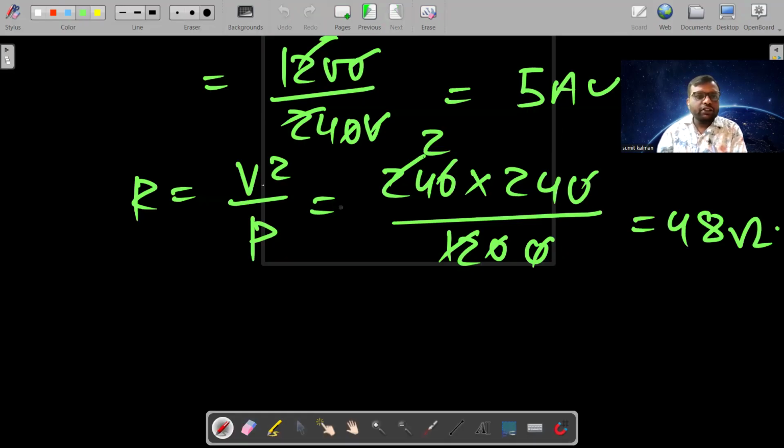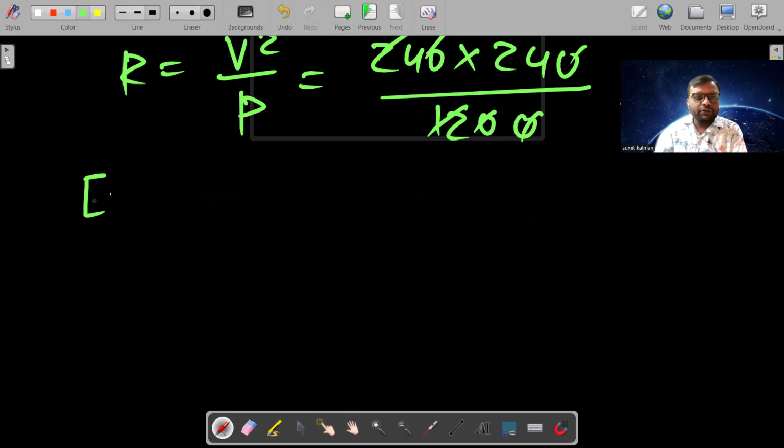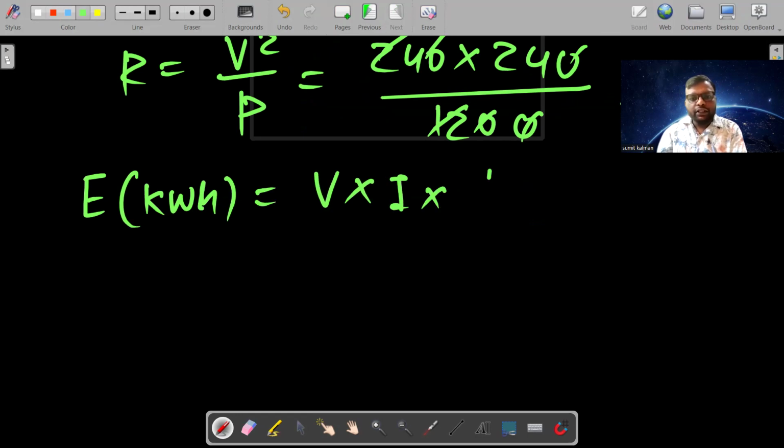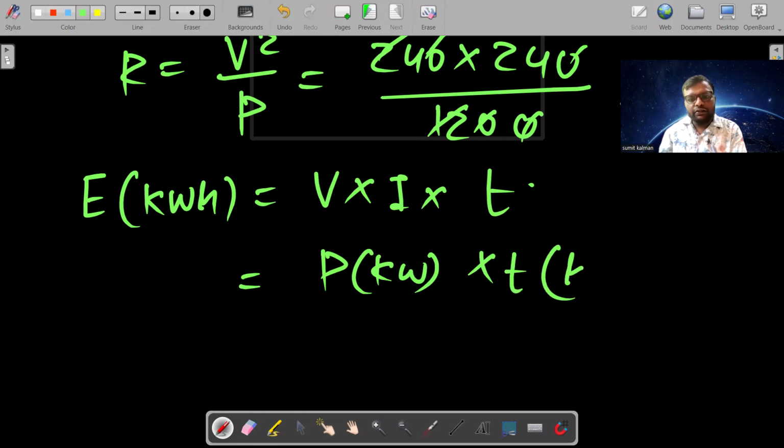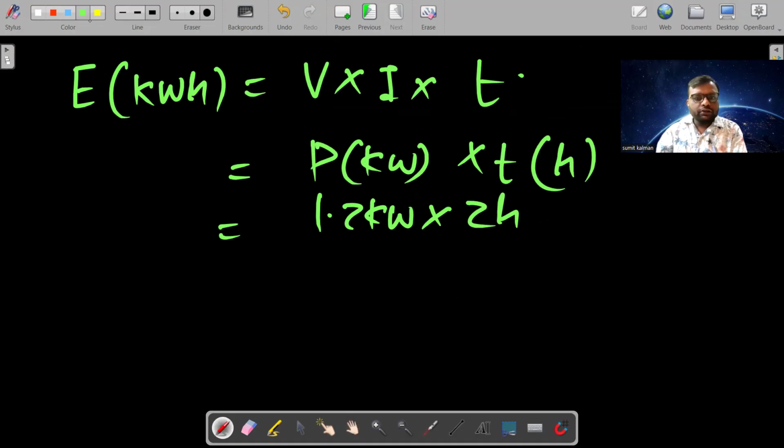So here, students, first we will calculate electrical energy consumed if we have to calculate cost, and it will be in which unit, kilowatt hour, and it is equal to voltage into current into time. And voltage into current is power in kilowatt, into time in hour. We have power given as 1.2 kilowatt. Time is 2 hours. If you calculate this, 1.2 into 2, it will be 2.4 kilowatt hour.